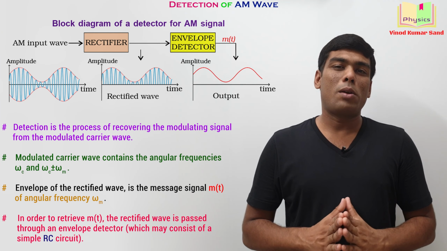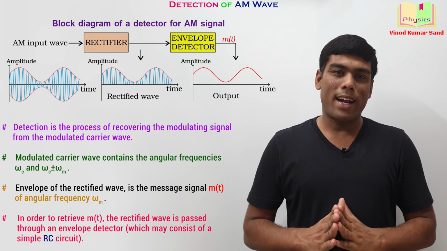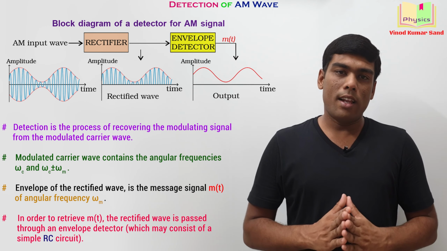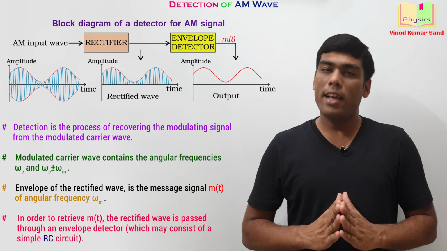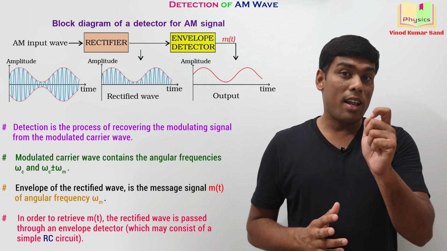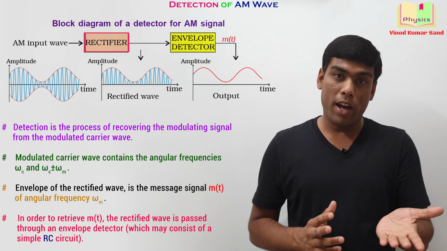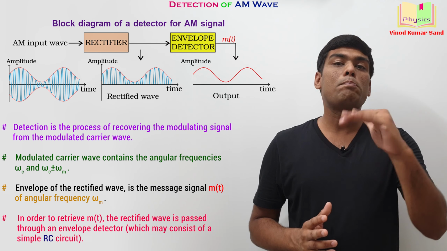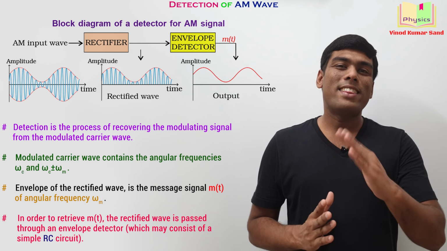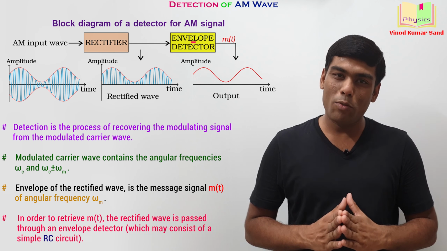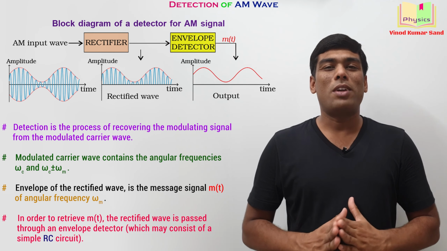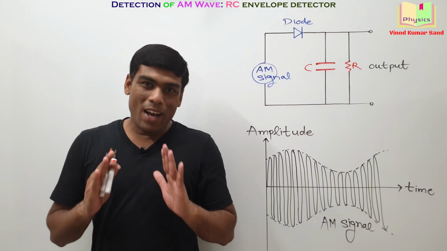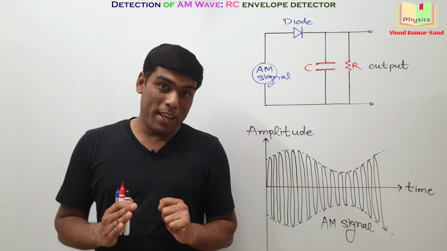I am showing you another block diagram so you'll get a better idea, and then we'll discuss the details. Here on the left hand side, we can see an AM signal. This AM signal is passed through a rectifier, a half wave rectifier. Then we get only the positive cycles of the wave, and then it is fed to the RC envelope detector, and then we obtain the message signal. Got the simple process?